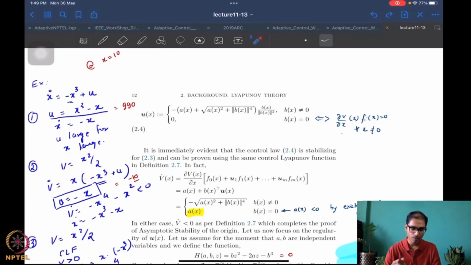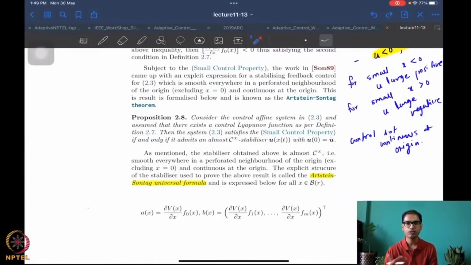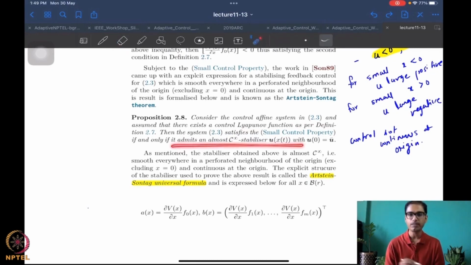Yeah. So notice, what does the theorem say? Before I proceed to this example more carefully, what does this theorem say? The theorem says that with the control Lyapunov function, the small control property is equivalent to the existence of a stabilizer.